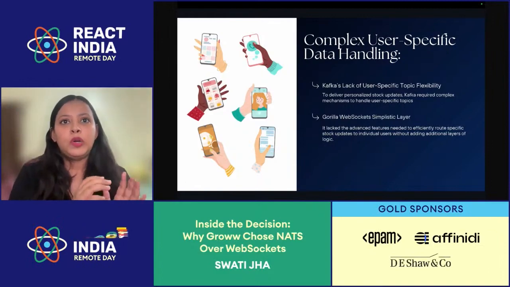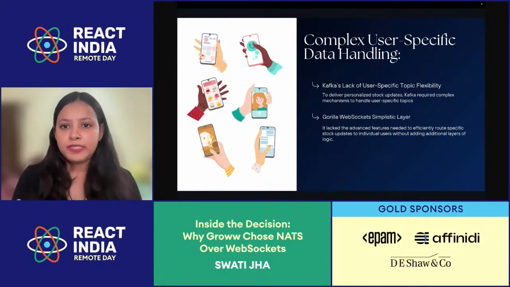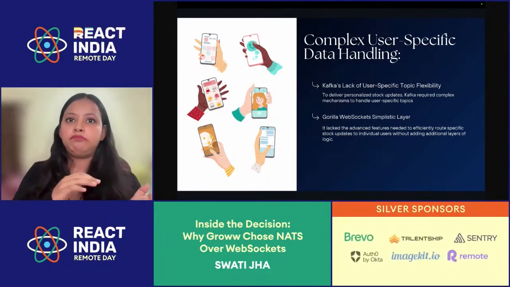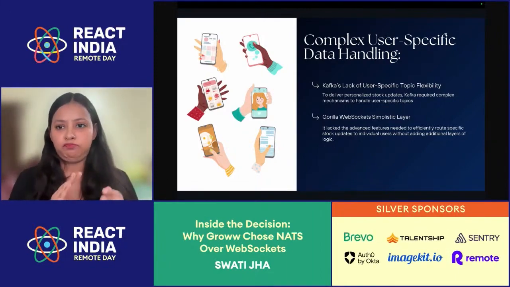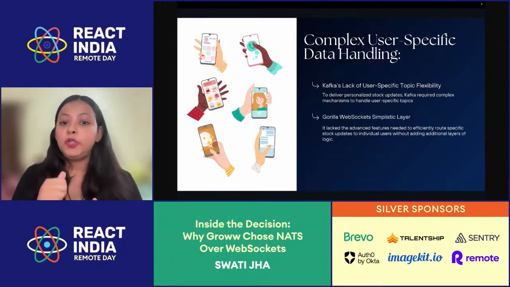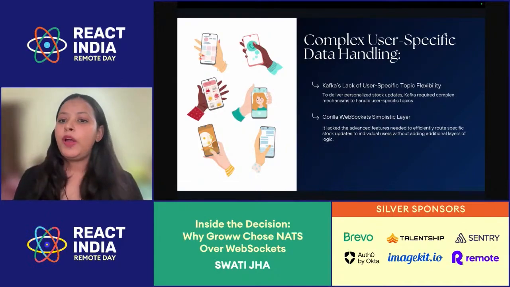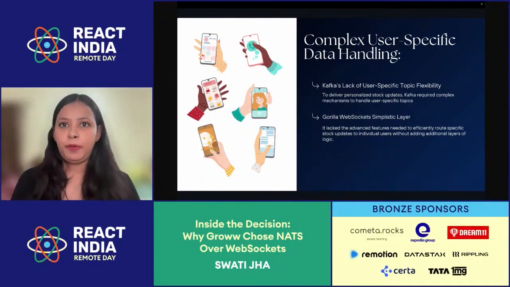So now for Kafka, for this kind of behavior, Kafka requires a complex mechanism and is very hard to manage. So basically, to deliver personalized stock updates, Kafka required a complex mechanism to handle user-specific topics.